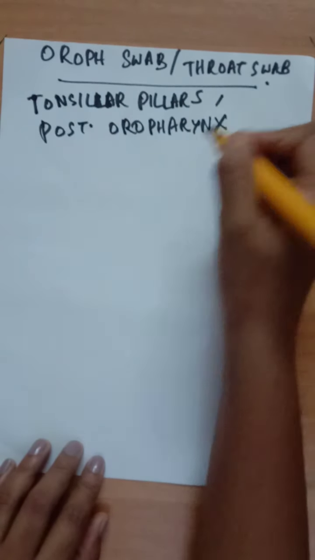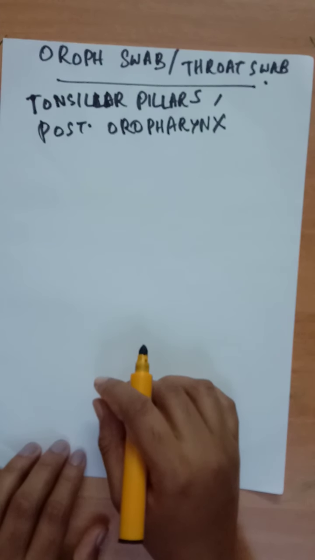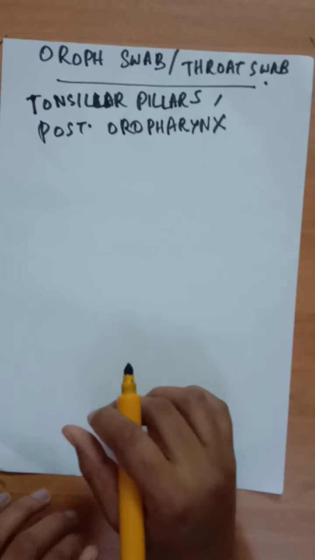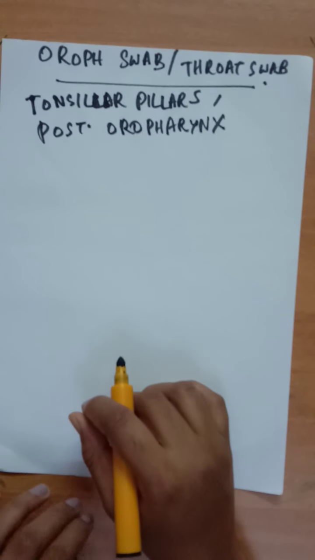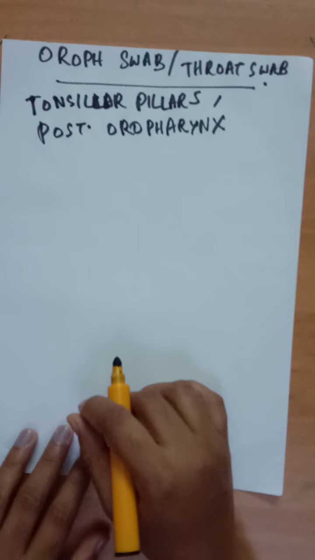Avoid touching the tongue, teeth and gums. Use only synthetic fiber swabs with plastic shafts. Do not use calcium alginate swabs or swabs with wooden shafts. Place swabs immediately into sterile tubes containing 2 to 3 ml of viral transport media.